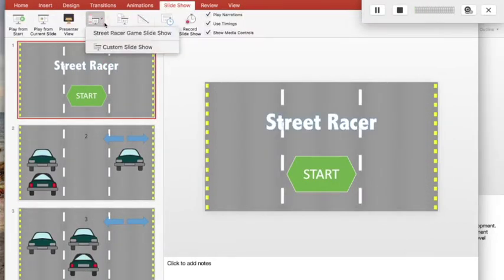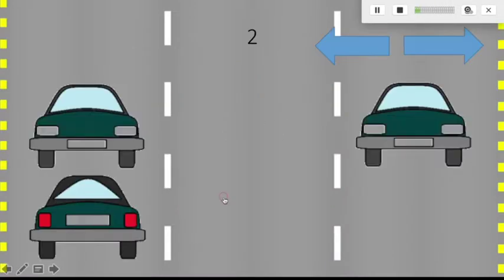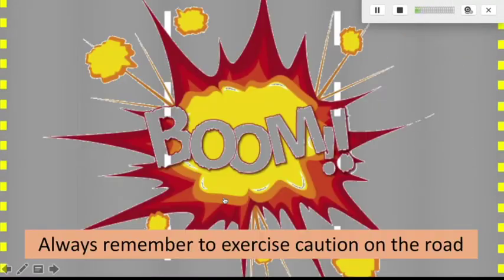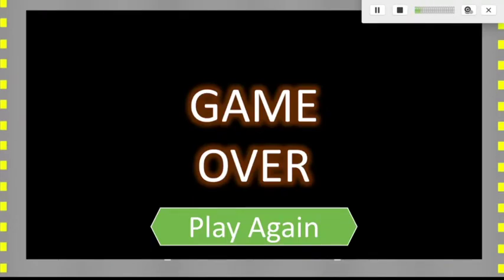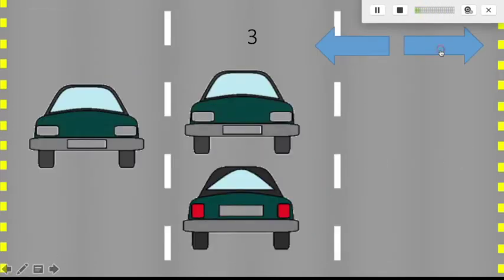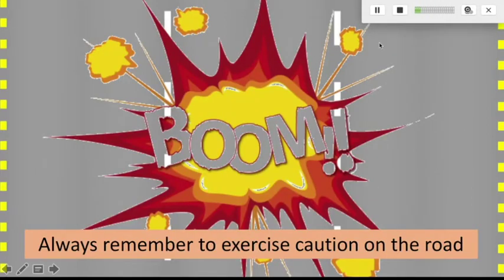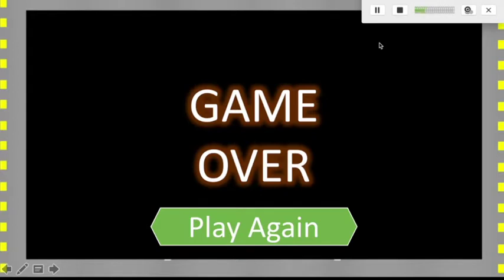So let's choose custom slideshow and test our custom slideshow. So here we're playing, nothing moves, click on start. If we touch nothing, we don't switch a lane, this should happen. And then I can click play again, and here we are, start. Switching lanes on slide 4. Did not switch a lane. 2 seconds later, we crashed. And there you have it.